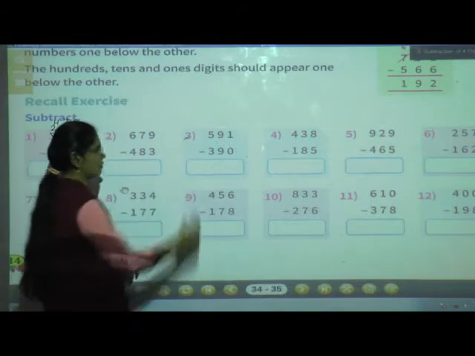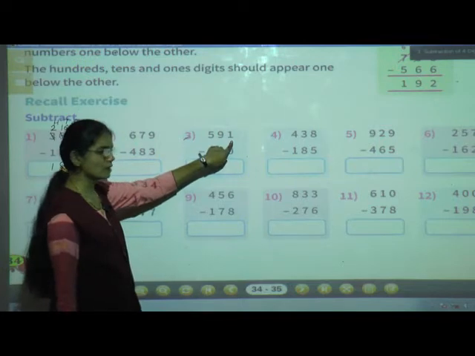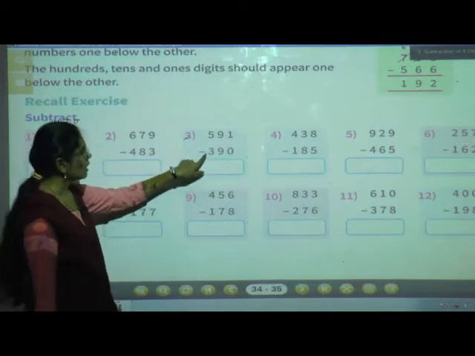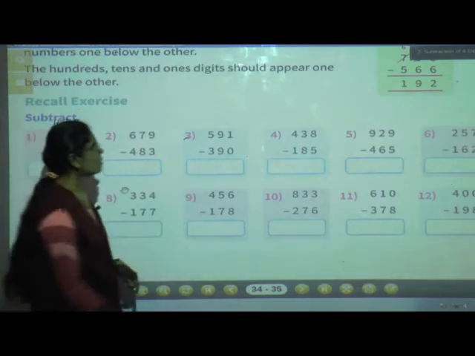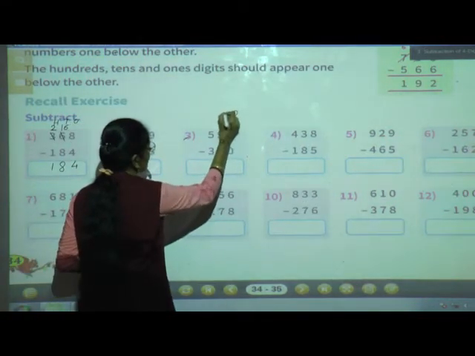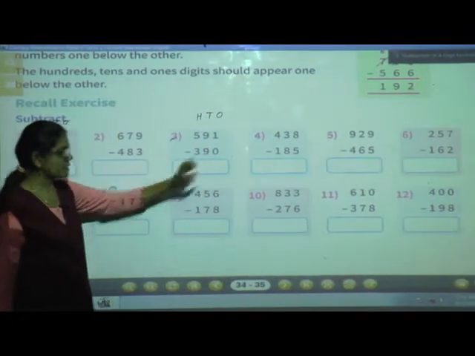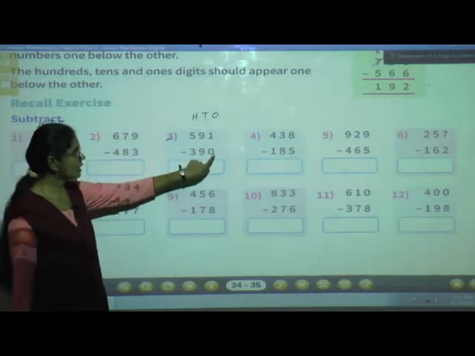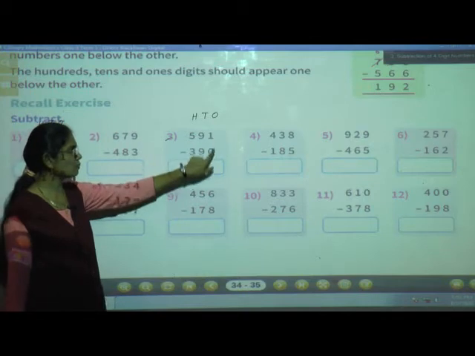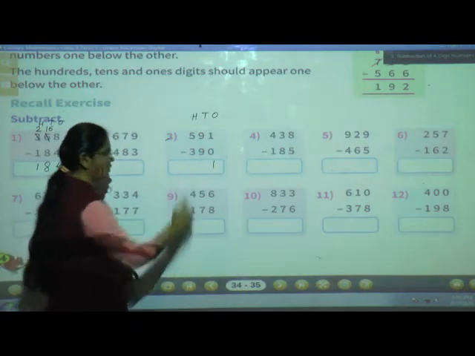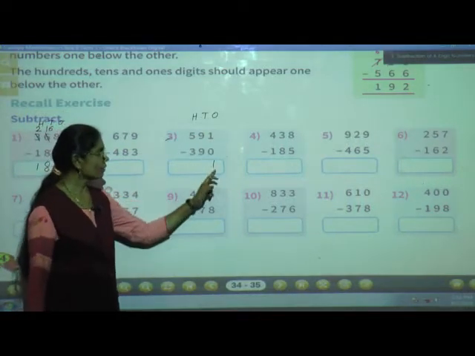We will see the third one now. Here 591, this is also a 3-digit number, and the another number is 390. This is also a 3-digit number. First of all, we will write their places, ones, tens and hundreds. See the ones place digits. Here 1 is there and here 0 is there. 1 is greater than 0, so we can do the subtraction. 1 minus 0, 1. Okay, see, 1 minus 0, 1. So here 1 will come.